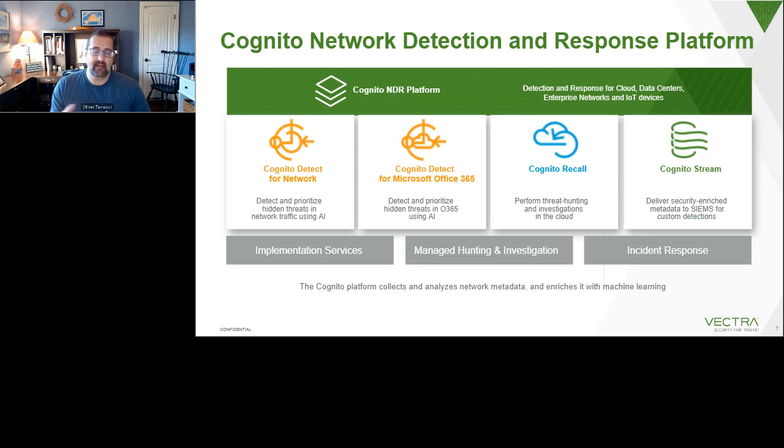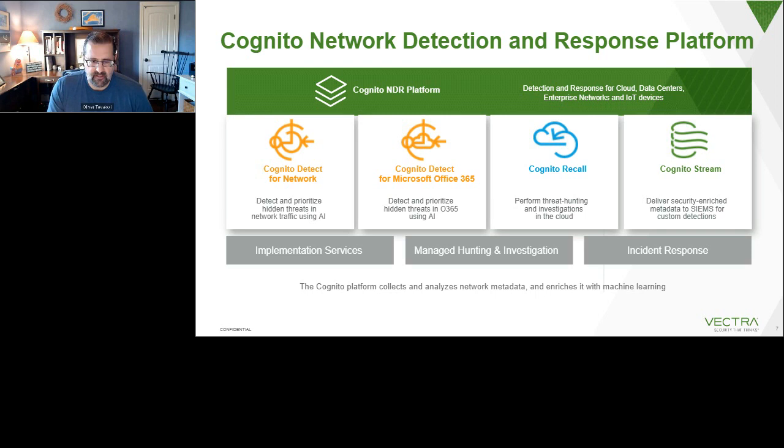So effectively, what you then have is the capability to detect, to investigate, to threat hunt, to respond. And all of this also comes with implementation services, a service called Sidekick, which is effectively managed hunting and investigation, as well as help with incident response. So that's my high-level overview of what Vectra is and what the platform does.